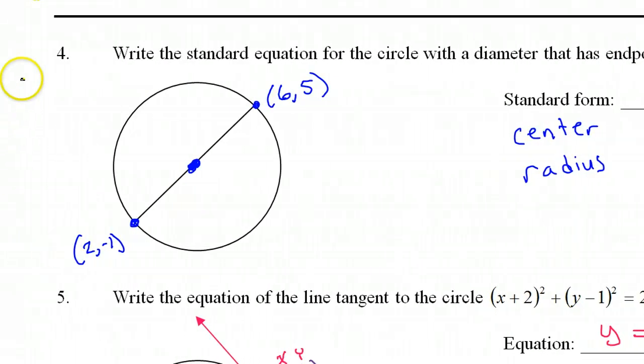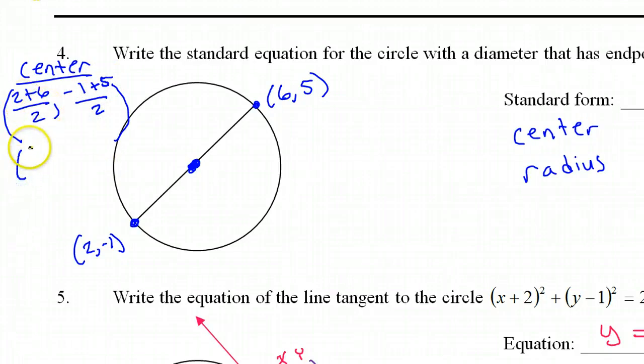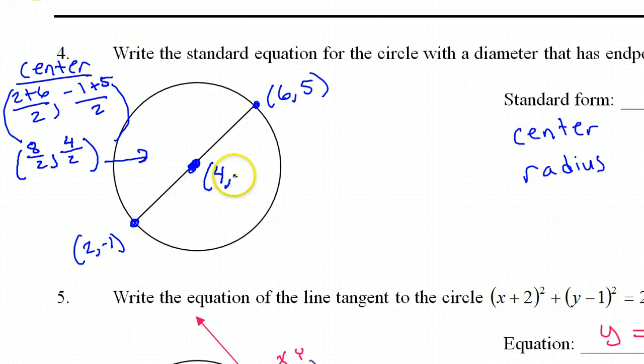Let's first find the center. That should be relatively easy. Alright, the center of the circle will just be the midpoint of these endpoints, this segment. So to find the center, I'm just going to take the average of the x's and the y's. So I'm doing 2 plus 6 divided by 2. That's the average of the x's. And I'm doing -1 plus 5 divided by 2 for those y values. So this is 8/2 and 4/2. So this is going to give me a center point of 4, 2. Okay, so we found the center of 4, 2.